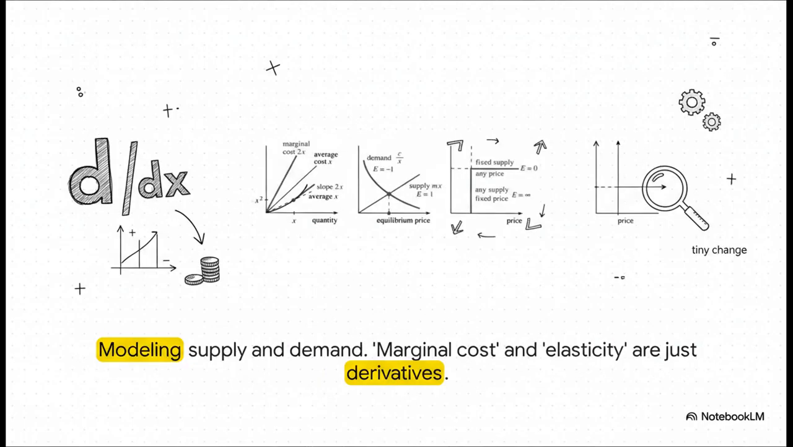It's also the language of economics. When you hear phrases like marginal cost or elasticity of demand, those are just fancy words for derivatives. Calculus lets economists build models that show how tiny changes in price can ripple through the entire market.